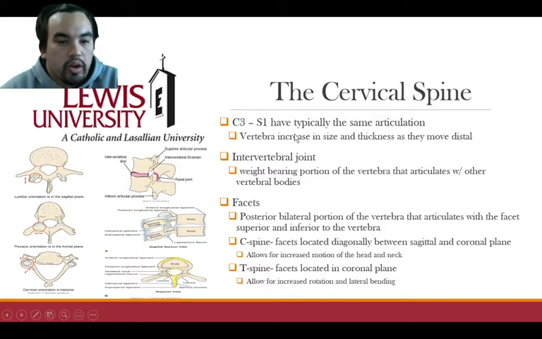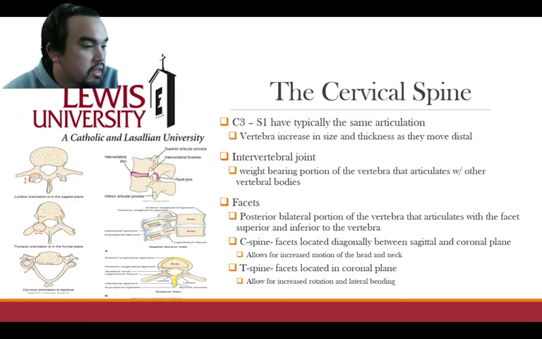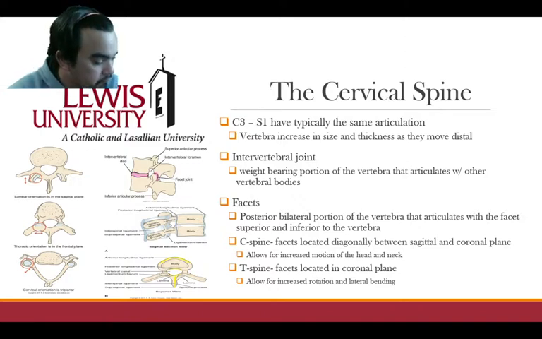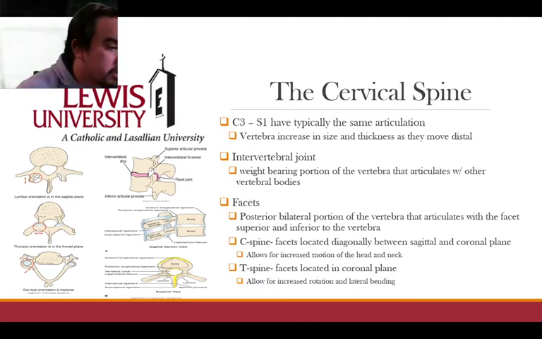C3 through S1 all typically have the same type of articulation. The vertebrae increase in size and thickness as they move distal. So if we look at our person here, let's go to systems, just because it's a little easier.